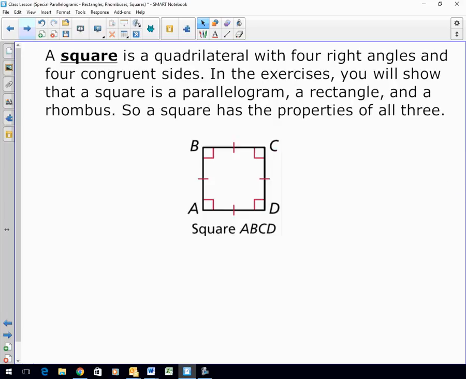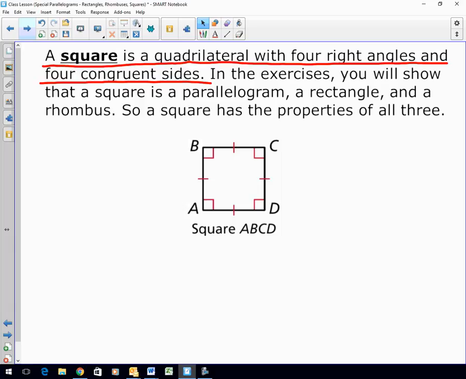Just write this down. A square. It's a very basic definition. A square is a quadrilateral with 4 right angles and 4 congruent sides. Okay? But what is about to occur will blow your mind. A square is the combination of a parallelogram, a rectangle, and a rhombus.